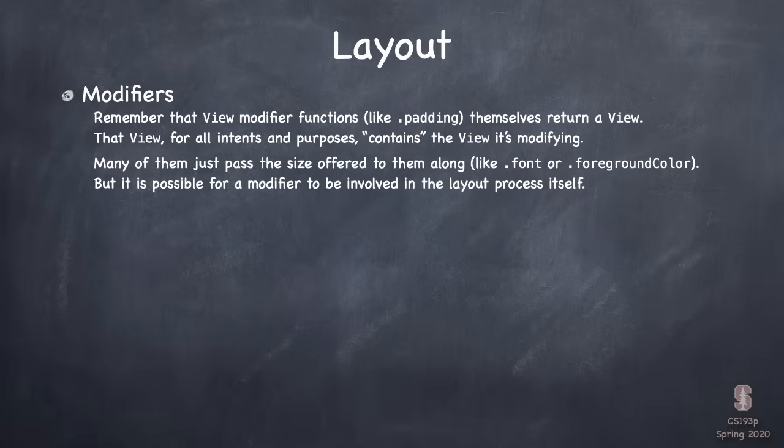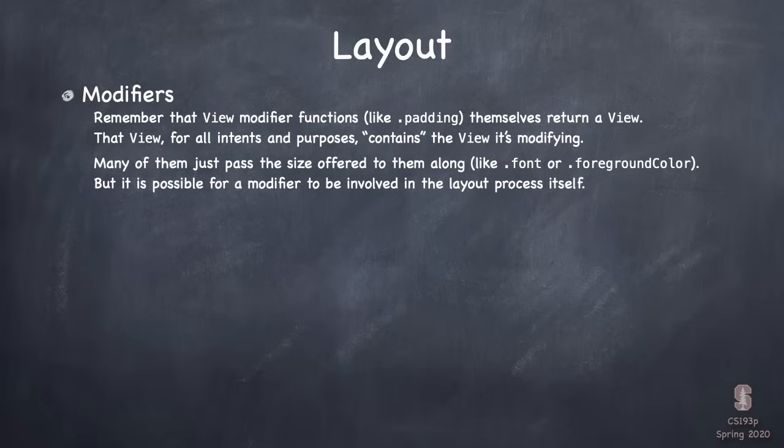Now, most of them don't participate, like font and foreground color. They're not affecting layout, so any space they're offered by an HStack or some other container, they're just going to pass it on to whatever view they contain. For the purposes of this slide, we're going to think of a view that these modifiers modify as being contained by that view that the modifier returns, which it kind of is. We're going to see how these view modifiers are made next week probably, or the week after, depending on how things go. And you'll see that kind of really what's happening is that it's containing the view it's modifying.